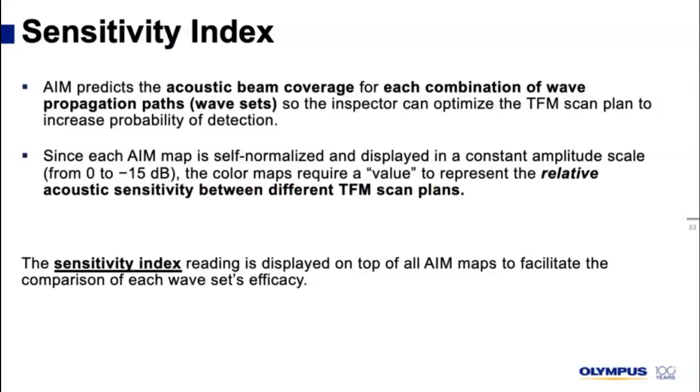Since the AIM map is self-normalized and displayed in a constant amplitude scale from 0 to minus 15 dB, the color maps require a value to represent the relative acoustic sensitivity between the different TFM scan plans. Basically, the color red that we see everywhere, or the blue or the yellow, is the same color everywhere. However, it's not always the same value or the same energy everywhere. So we use the sensitivity index to normalize and to understand what that red means from one scan to another. The sensitivity index reading is displayed on top of all AIM maps to facilitate the comparison of each wave set's efficacy.